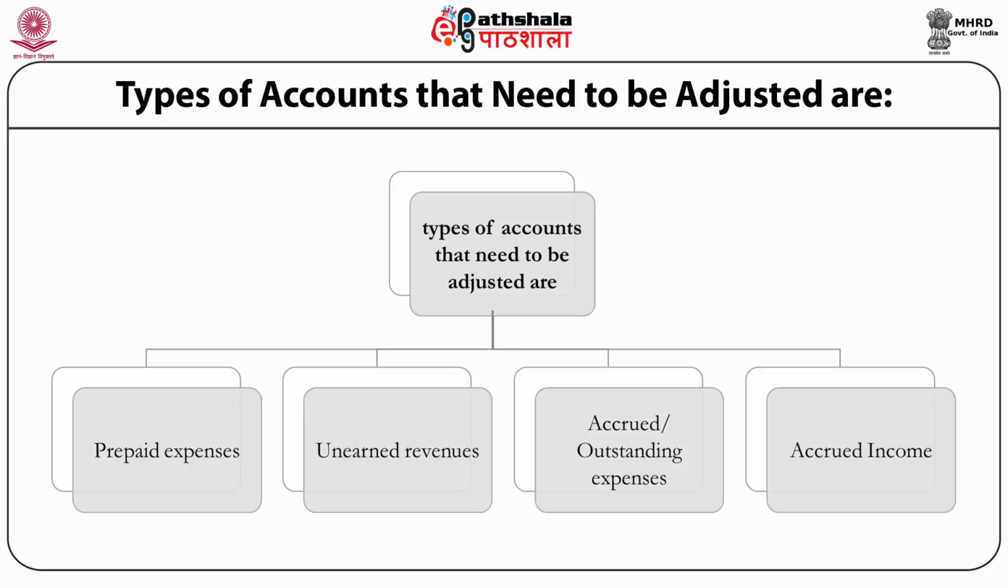Prepaid expenses mean expenses paid in advance. Unearned revenue means a revenue which is not earned by the business but received in advance. Outstanding expenses are those expenses the benefit of which is availed but not yet paid by the business. Accrued income is the income which is earned by the organization but not yet received. These are the main types of accounts which are to be adjusted before preparing the final accounts.